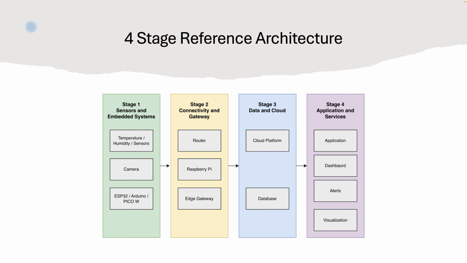Now to start with, I have a very simple 4-stage reference architecture for IoT systems. It doesn't matter which IoT system you are creating, whether you are connecting 500 buildings spread across the world, or simply building a small plant watering system, it will be captured by this reference architecture.